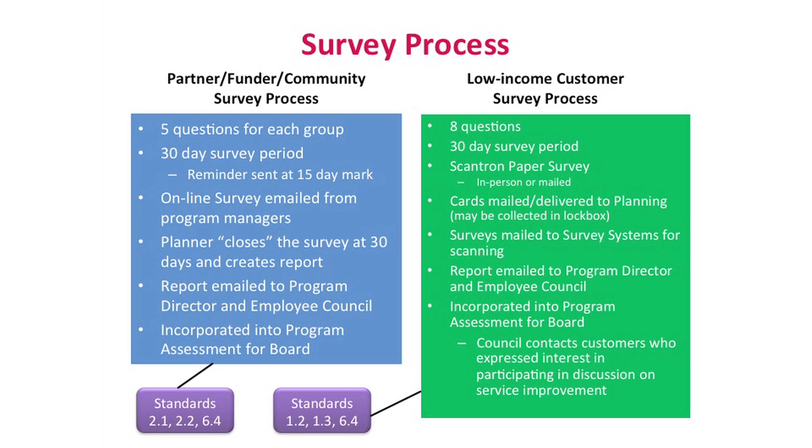So we ask these 5 questions. We do the same 30-day survey period. We do the online survey via SurveyMonkey. We close the survey at 30 days, so it's the exact same process as we used to get input about our community needs from the external advisory group. The report is then emailed to the director of that particular program and the council, who look at it and incorporate that data into a larger assessment that we do with our board, and that information gets sent right up to the board. So as you can see, these surveys meet a number of different standards.